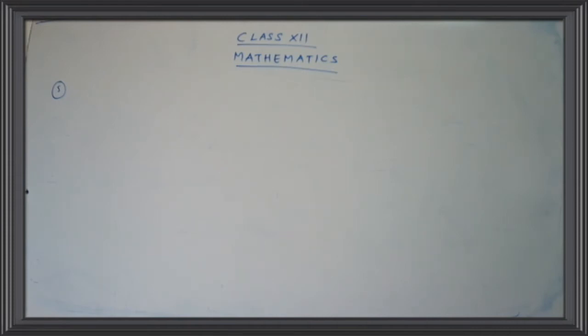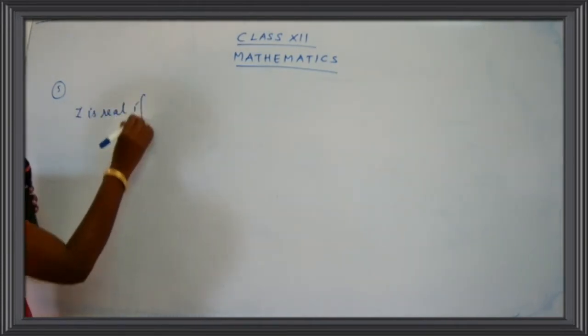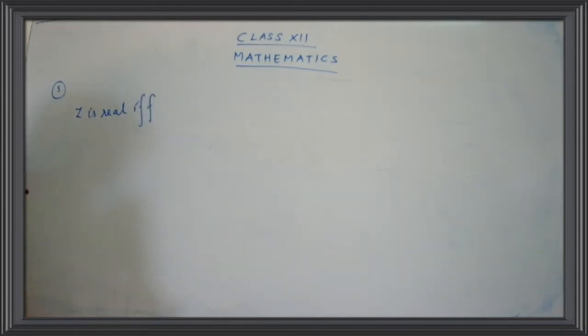Okay, I hope you have taken down your question. Let's start with the proof part. What is the question children? Z is real if and only if Z is equal to Z bar. So they have given you a condition. You have to prove Z is real if and only if Z is equal to Z bar.